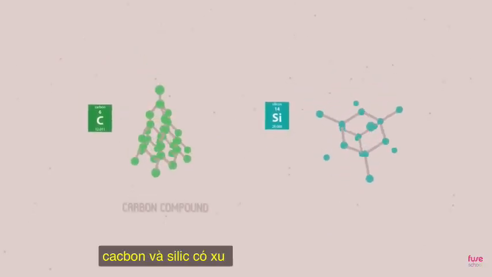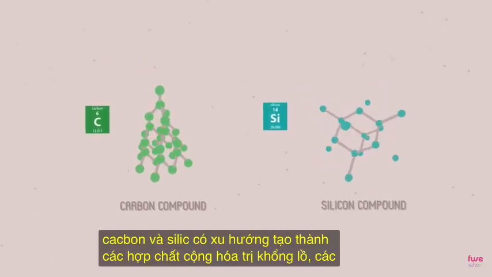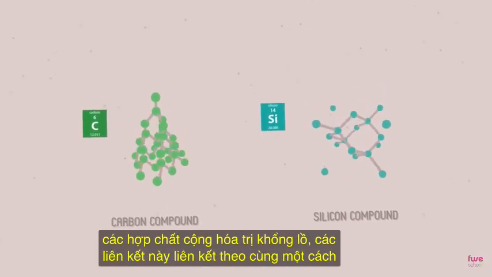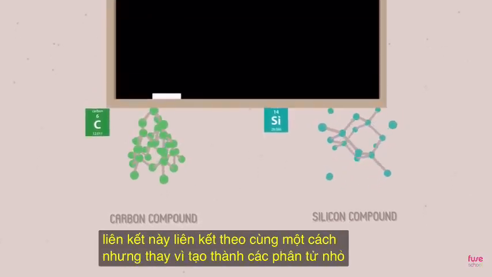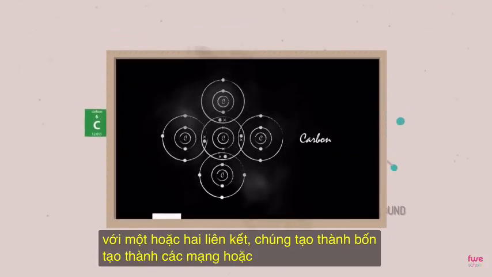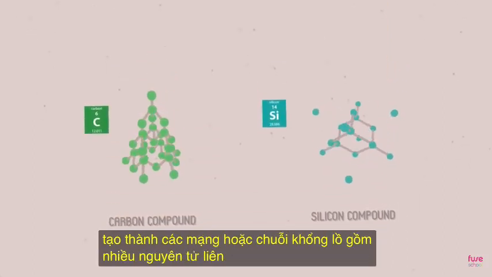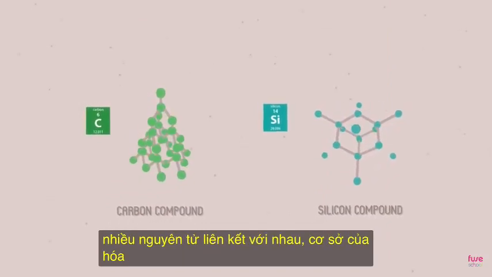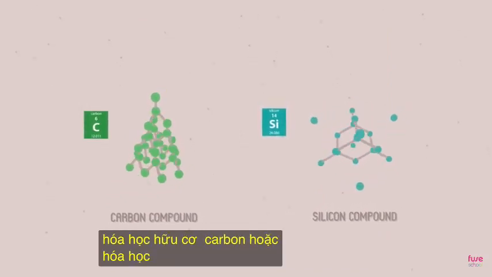Carbon and silicon tend to form giant covalent compounds. These bond in the same way, but instead of forming small molecules with one or two bonds, they form four, making up huge lattices or chains of many linked-up atoms, the basis of the organic chemistry of carbon or the chemistry of rocks.